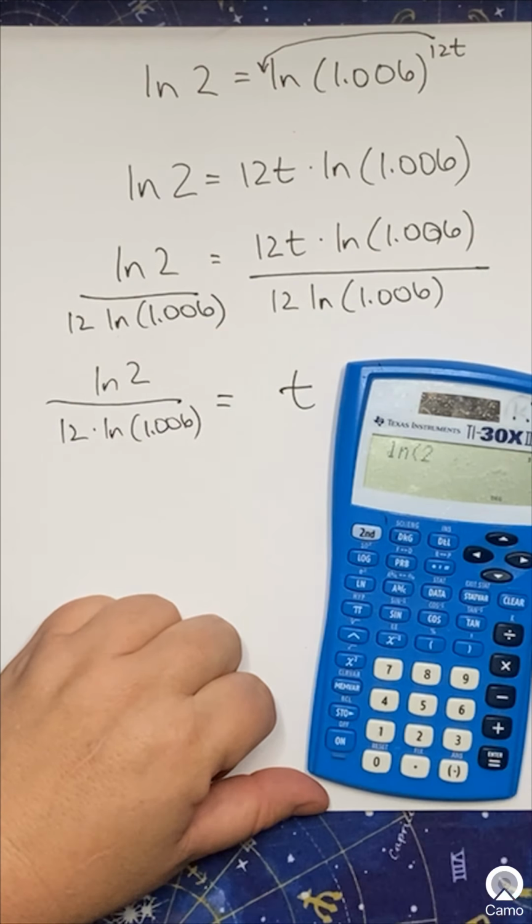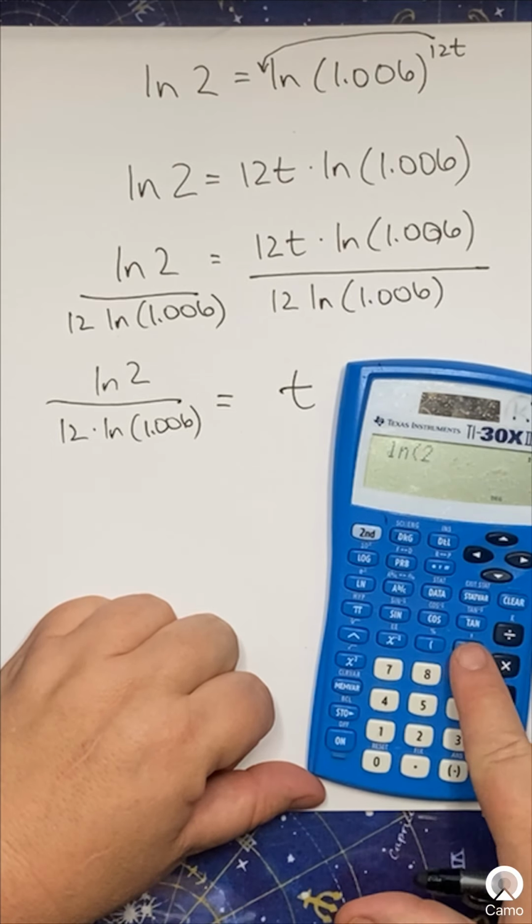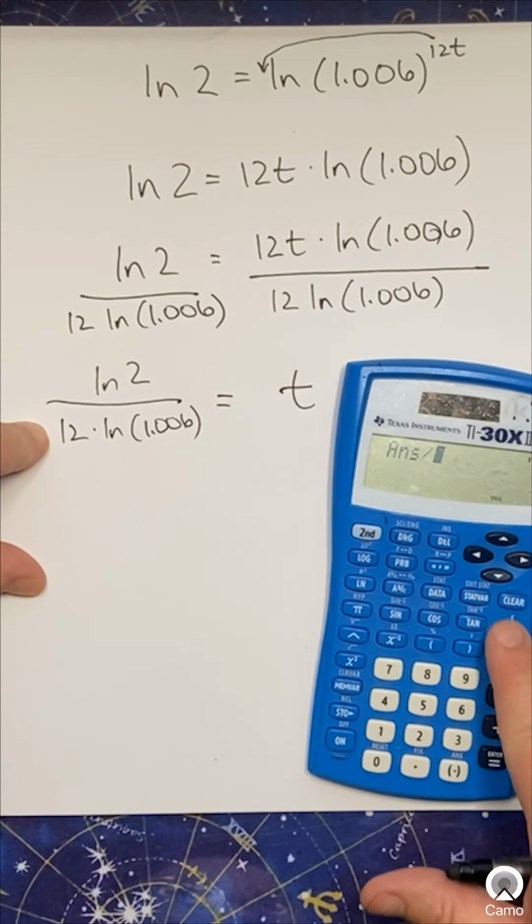Natural log of 2. Notice the parenthesis is open, so I close the parenthesis. Now since that's my numerator, I'm going to go ahead and evaluate it. Okay, that's my full natural log. Now to go in the denominator, I'm going to divide.